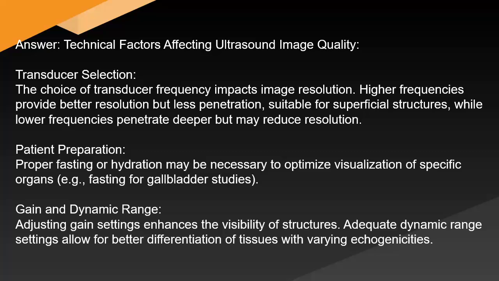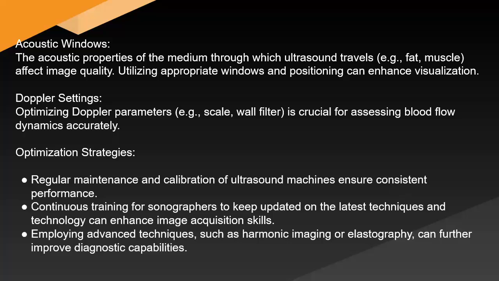fasting for gallbladder studies. Gain and dynamic range. Adjusting gain settings enhances the visibility of structures. Adequate dynamic range settings allow for better differentiation of tissues with varying echogenicities. Acoustic windows. The acoustic properties of the medium through which ultrasound travels, e.g., fat, muscle, affect image quality. Utilizing appropriate windows and positioning can enhance visualization. Doppler settings. Optimizing Doppler parameters, e.g., scale, wall filter, is crucial for assessing blood flow dynamics accurately.